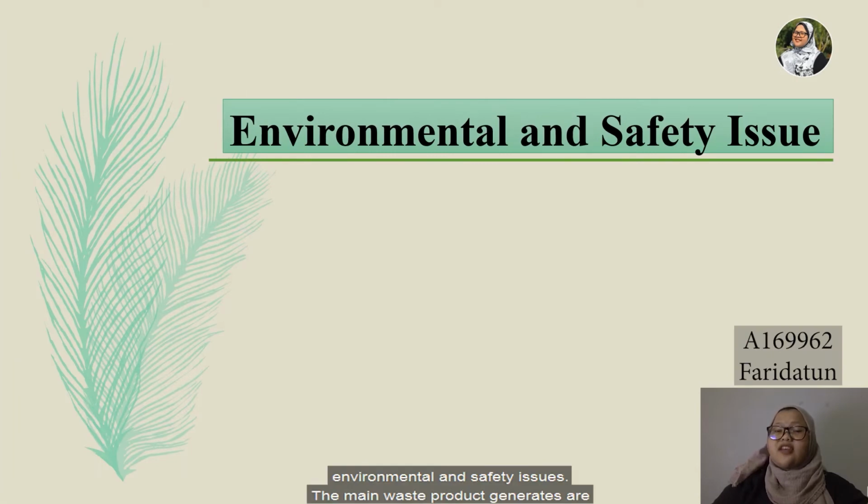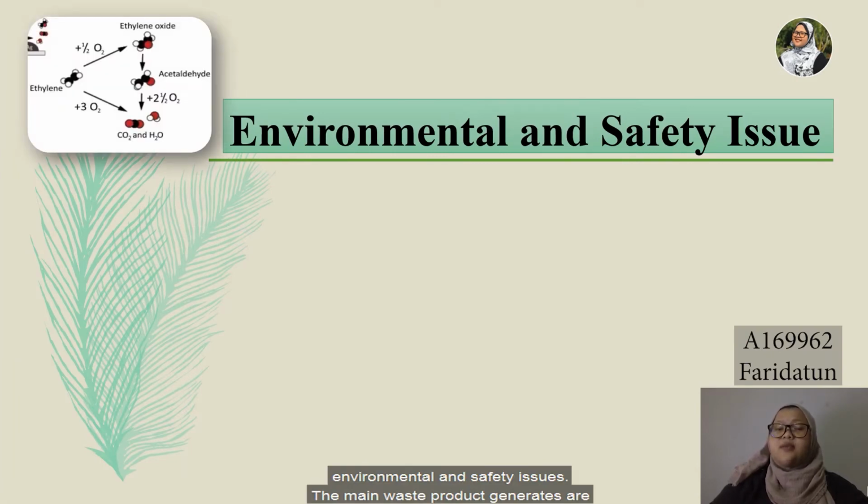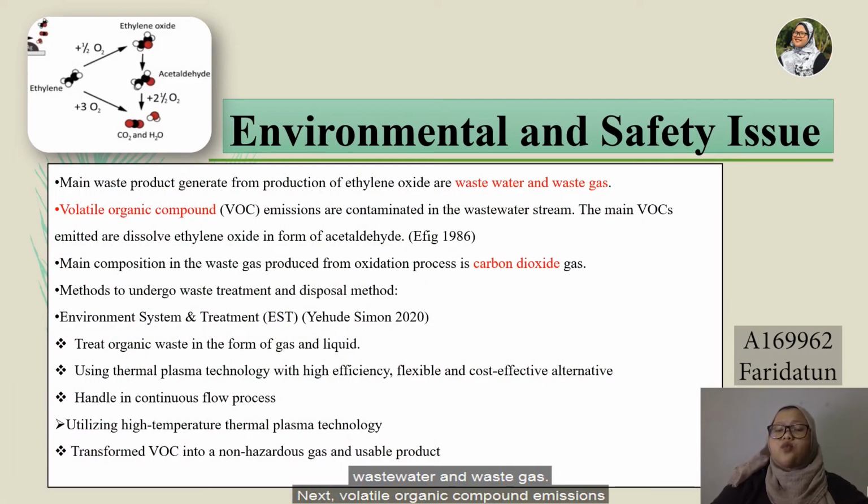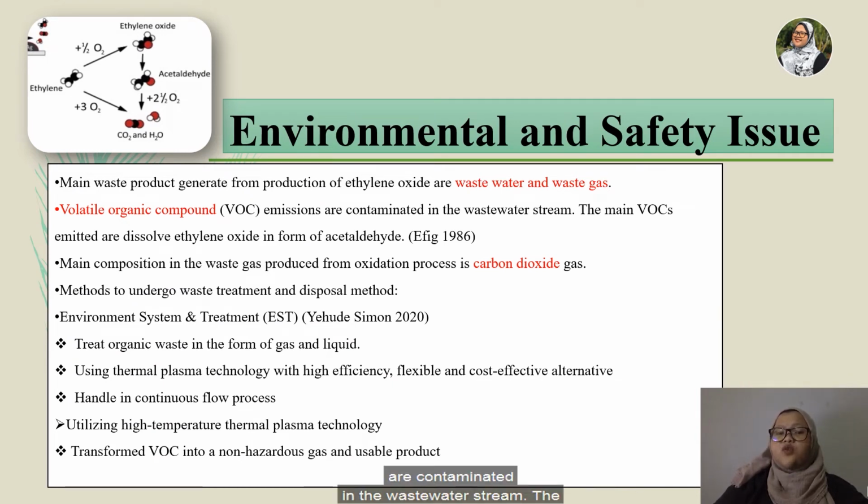Next, my point is on environmental and safety issues. The main waste products generated are wastewater and waste gas. Volatile organic compound emissions are contained in the wastewater stream. The main VOC emitted is dissolved ethylene oxide in the form of acetaldehyde. The waste gas is produced from the oxidation process, which is carbon dioxide gas.